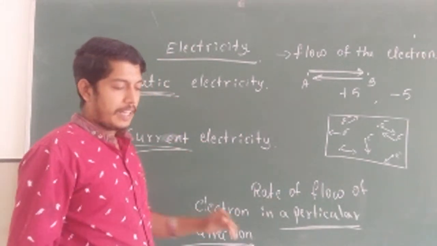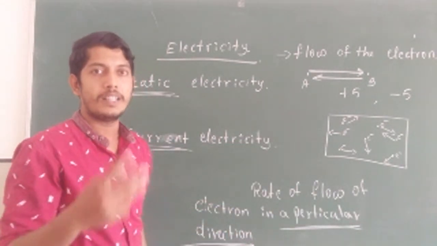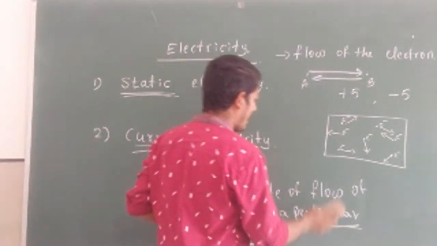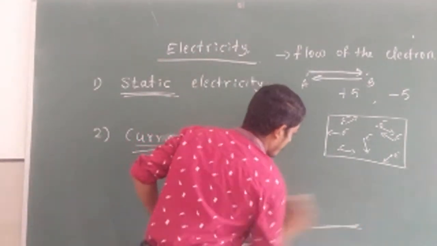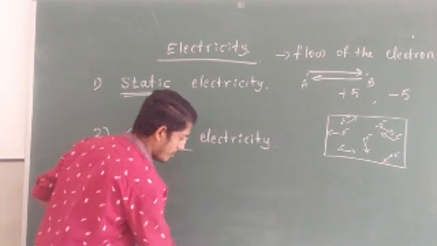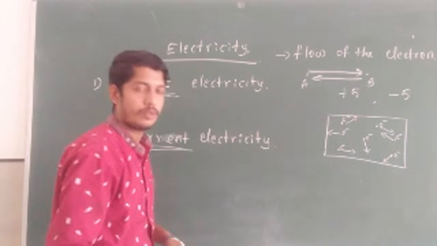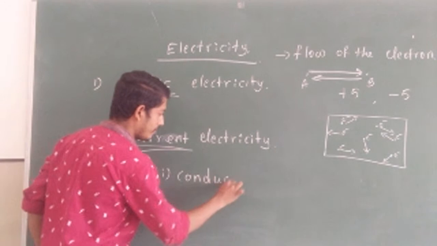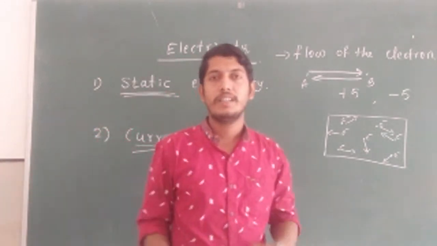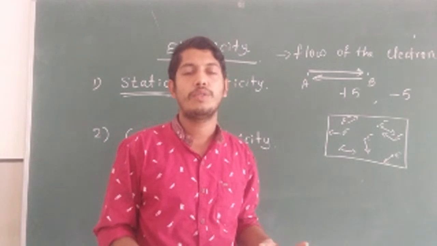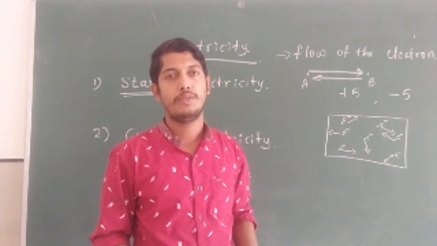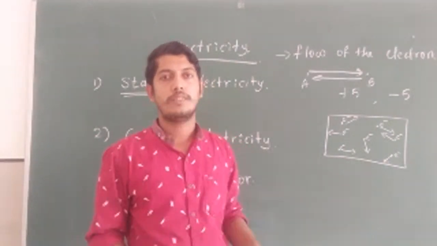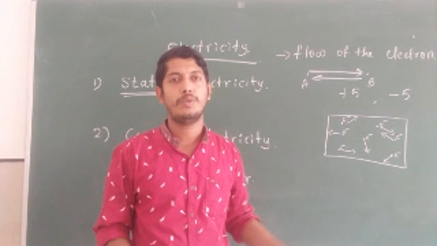Okay, and apart from this, we have three terms. They are conductors, insulators, and semiconductors. So one is the conductor, and this is not a bus conductor. The conductor allows the electrons to flow from one point to another point. So conductors help to move the electrons from one point to another.